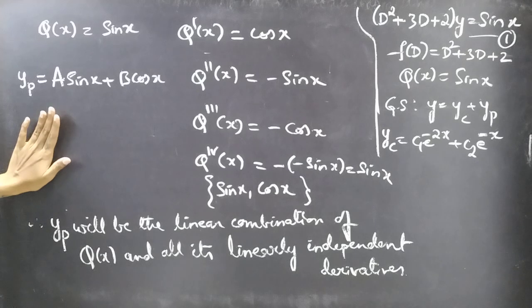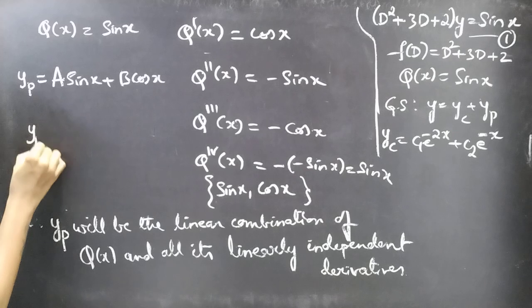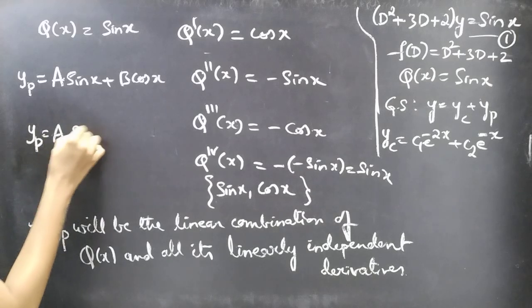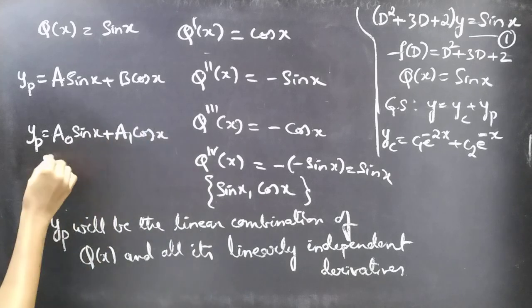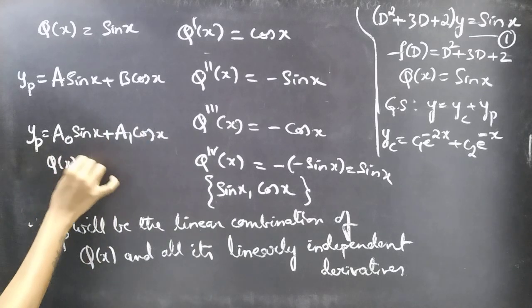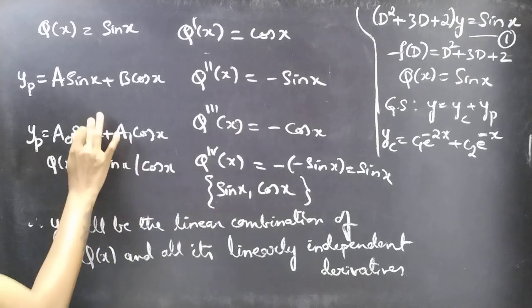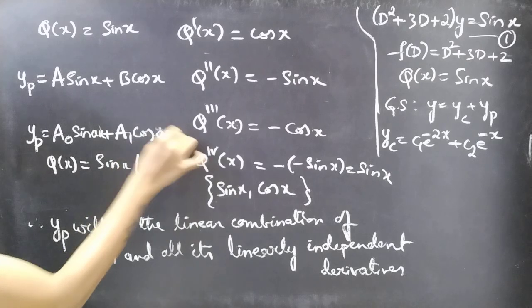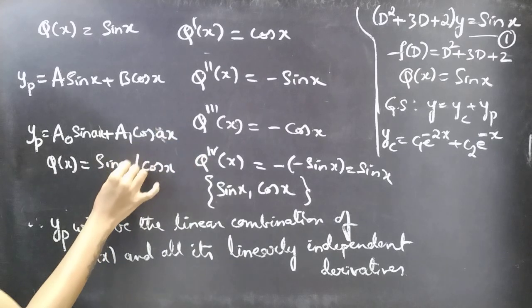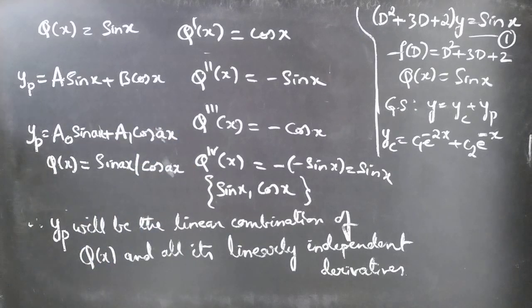It is good if you remember. Otherwise, you can just blindly go for the formula. Yp equal to a naught sin x plus a1 cos x when q of x is sin x or cos x. Likewise, a naught sin ax and a naught cos ax when q of x is sin ax or cos ax. Okay, this is a formula. You can just blindly use this.